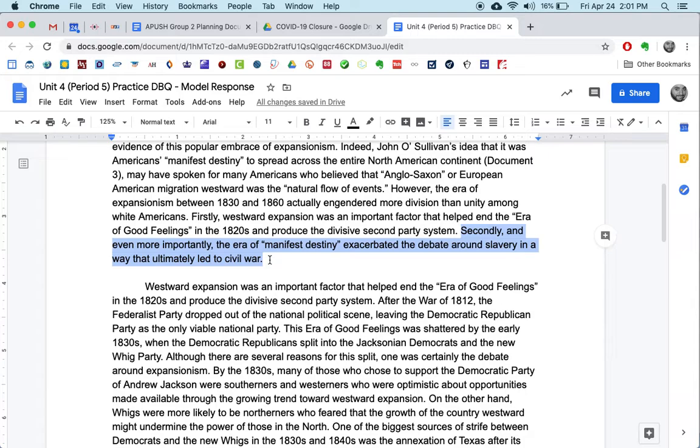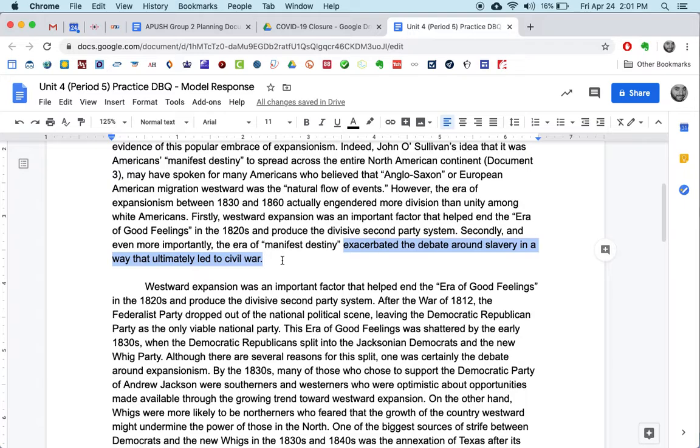Those are the two things I'm going to be looking at, one broad claim per paragraph. Notice how my claims adhere to what I've been calling the Goldilocks rule. Westward expansion exacerbating the debate around slavery in a way that ultimately led to the Civil War is a way of describing a broad phenomenon. That's not vague. I'm getting across the point that a whole bunch of things happened thanks to the era of manifest destiny that made slavery a sticking point that ultimately led to the Civil War.